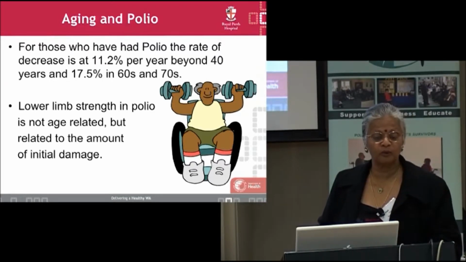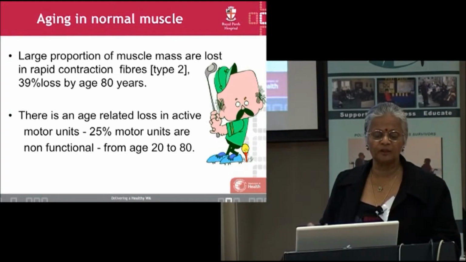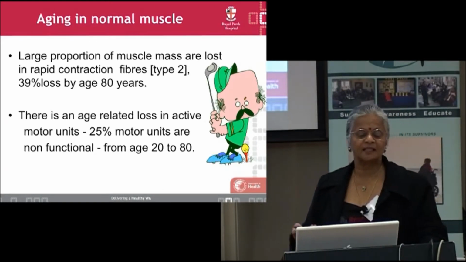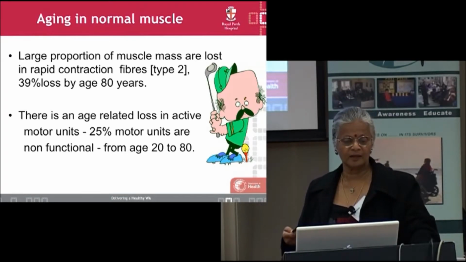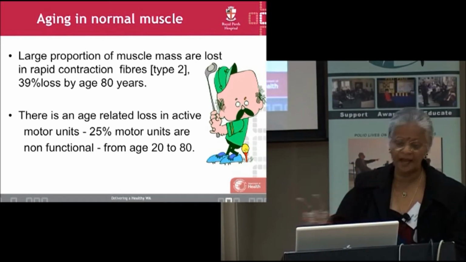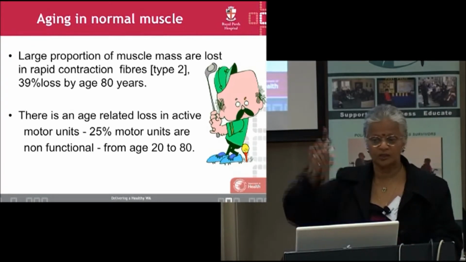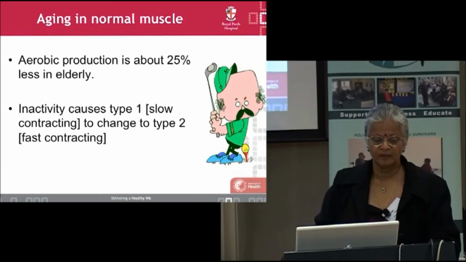again, this is just recap of what we went through, so I might go faster. A large portion of your muscle mass is lost in the rapid contracting fibers, 39% by age 80. That means if you want to use strength, your strength is already going downhill. By age 80, you have lost close to 40%. Okay? There's an age-related loss in active motor units, those things coming from your brain to your muscles. Even they are falling at 25% from 20 to 80. So you're having less of those nerves supplying your muscles.